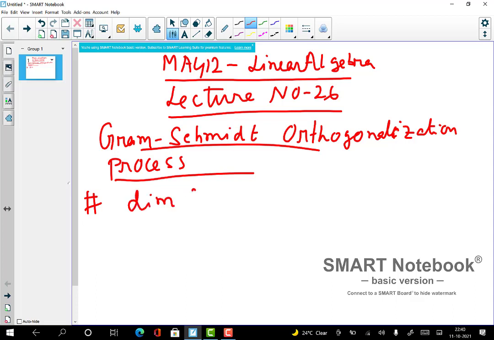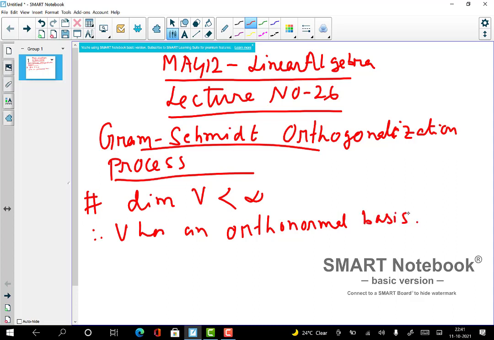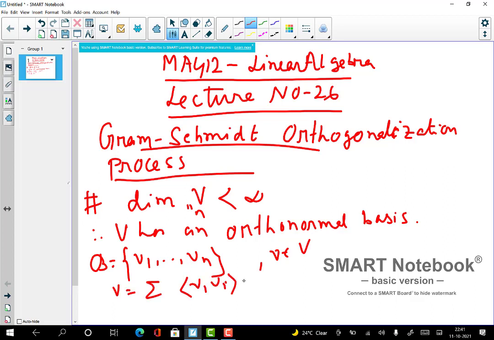You can immediately say that if V is, for example, an inner product space with finite dimension n, then obviously we have an orthogonal basis, an orthonormal basis, say B. And not only that, the interesting thing is that for any small v belonging to capital V, you can write v as the summation of the inner product of v with vi times vi, i equal to 1 to n. So this is an interesting fact that you can always write it in this fashion.